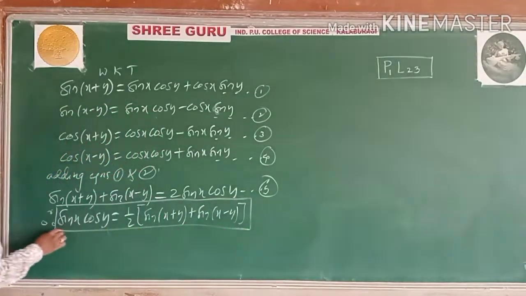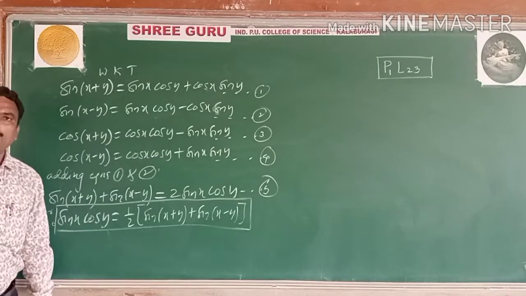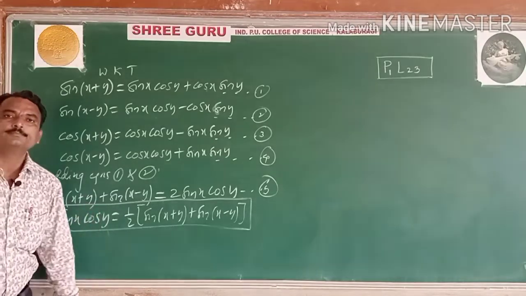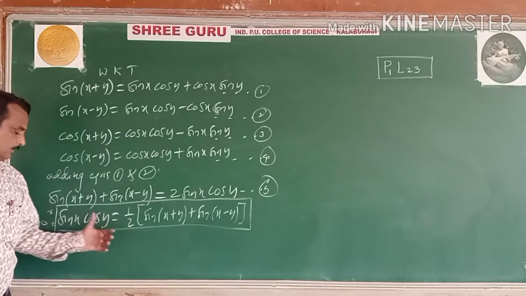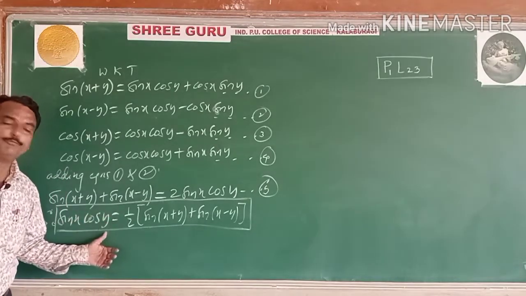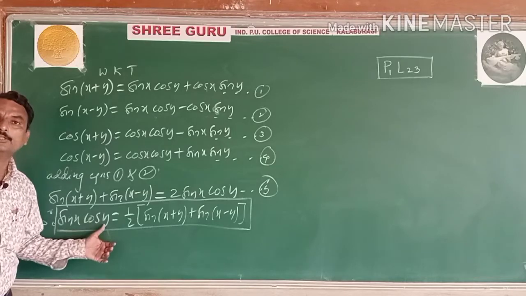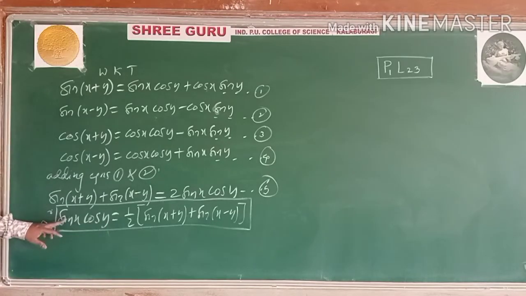Sin into cos, sin 10 into cos 20 or whatever it may be. Sin 10 into sin 10 becomes sin square 10, but sin 10 into cos 20 has different angles. X and y are different angles. These are product formulas. So this is one formula we get here.